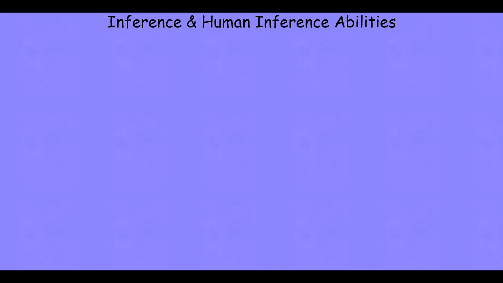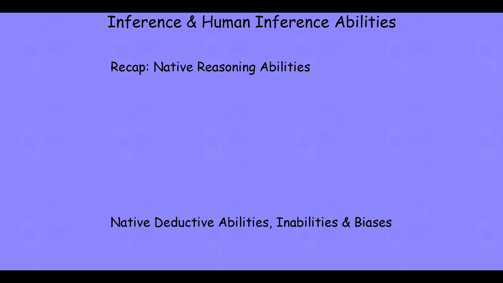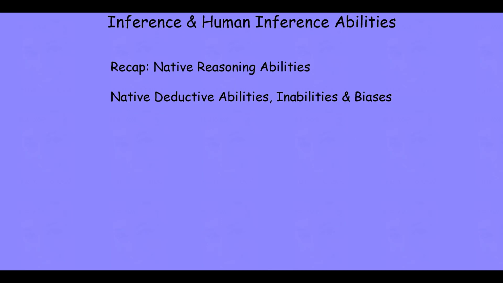This playlist collects together and organizes the individual component modules for the third and final lecture on inferences and human inference abilities, covering that material from our chapter number 5. We'll start this lecture out by reviewing some of the important notions that we talked about in the first 2 lectures. Once we've refreshed those ideas in our mind, we'll turn our attention to native deductive abilities, inabilities, and biases.